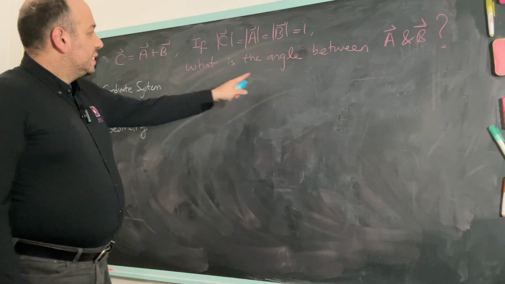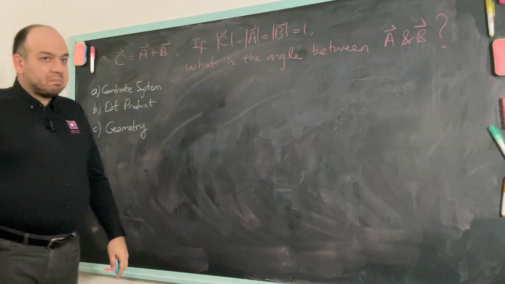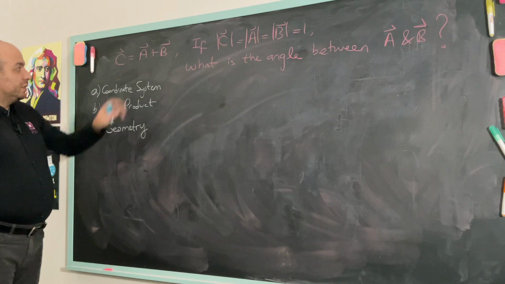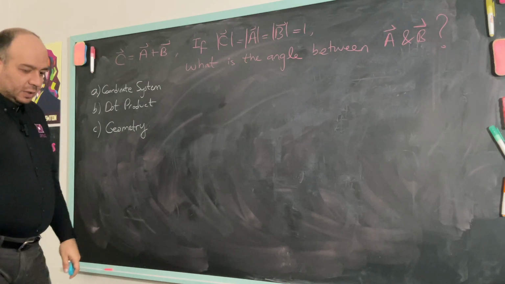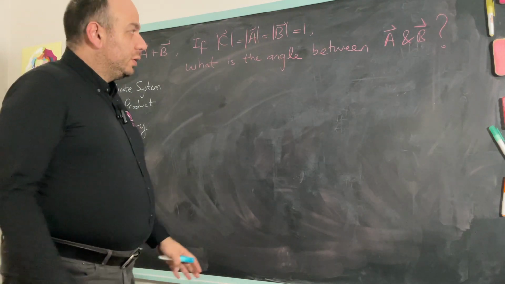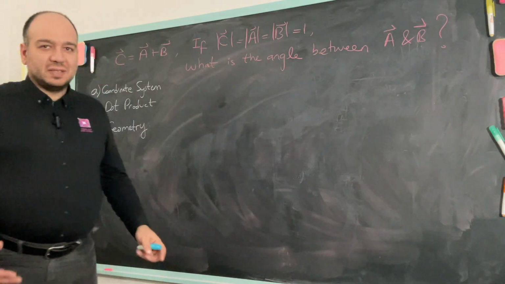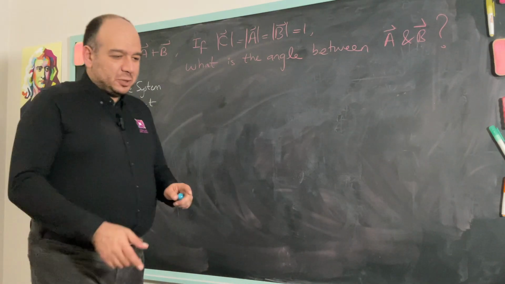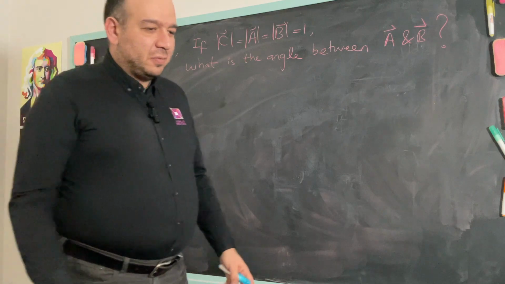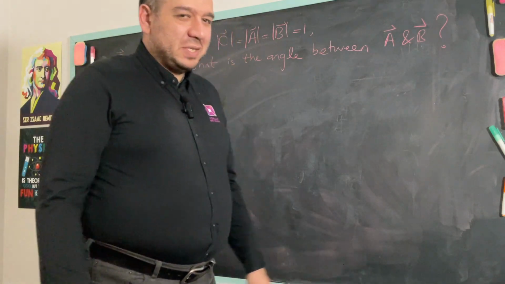So the question is, what is the angle between A and B? So this is a vector addition, right? As you may recall, we do not add vectors like scalars, right? So 1 plus 2 is equal to 3, but for vectors, 1 plus 2 is not always equal to 3.